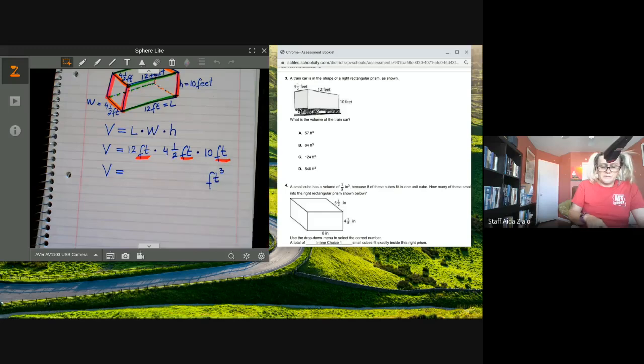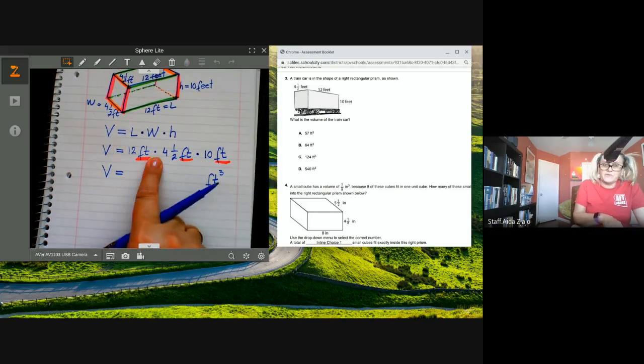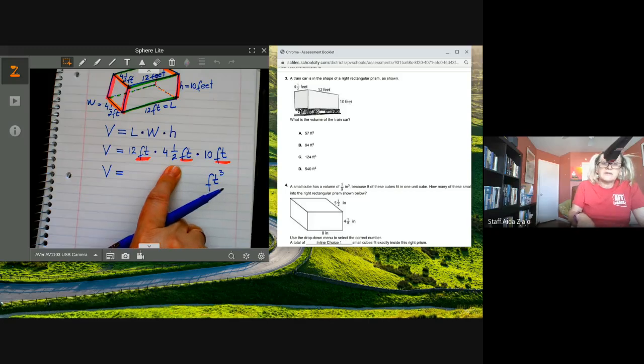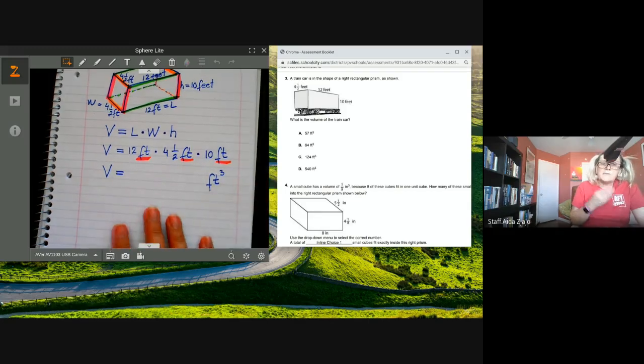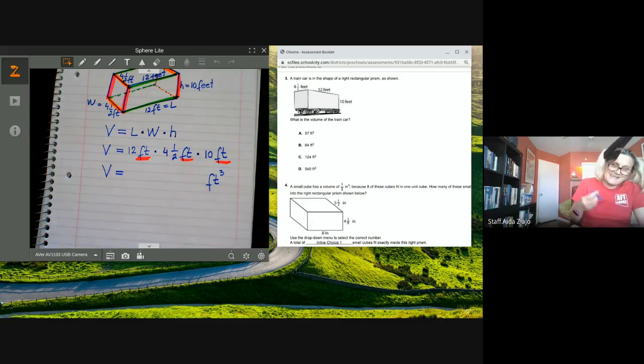The answer will be in the feet, how do I say it? Read for me. Cubic feet. Cubic. But I need a number here. Are you going to multiply first 12 times 4.5? Or you can maybe go around and find the more compatible numbers to multiply first. So what would you like to multiply first to make it easier? 12 and 10. Bravo, that's good thinking.